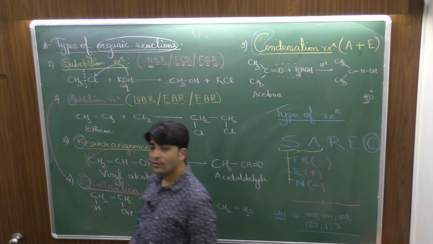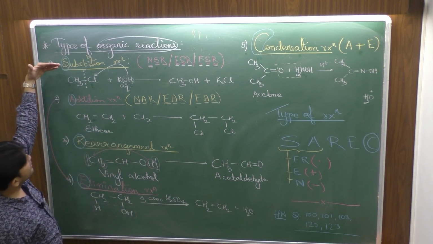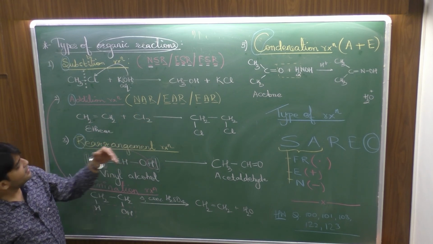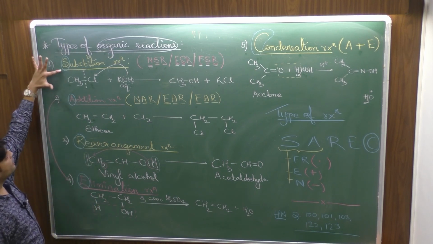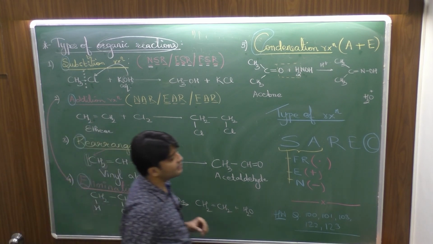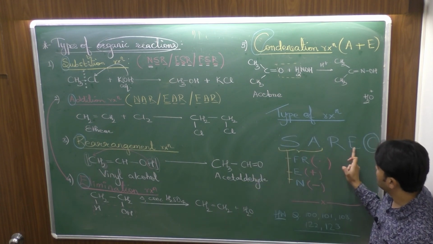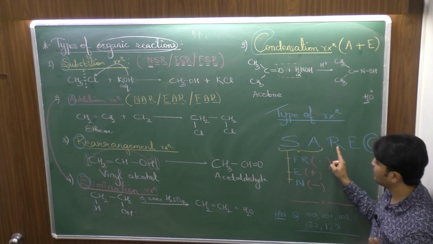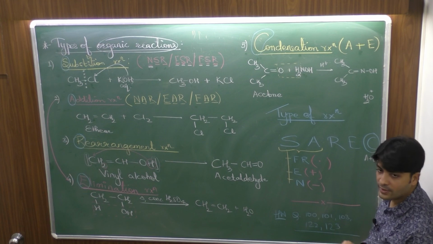So totally, whenever we talk about the types of organic reactions, the 5 types are substitution, addition, rearrangement, elimination and condensation. Condensation is just a subtype of addition and elimination. So if I talk about the main types, they are just substitution, addition, rearrangement and elimination. So I summarize these types of reaction as SARE. All reactions of organic chemistry can be classified and remembered as SARE. C is just A plus E, addition and elimination simultaneously.